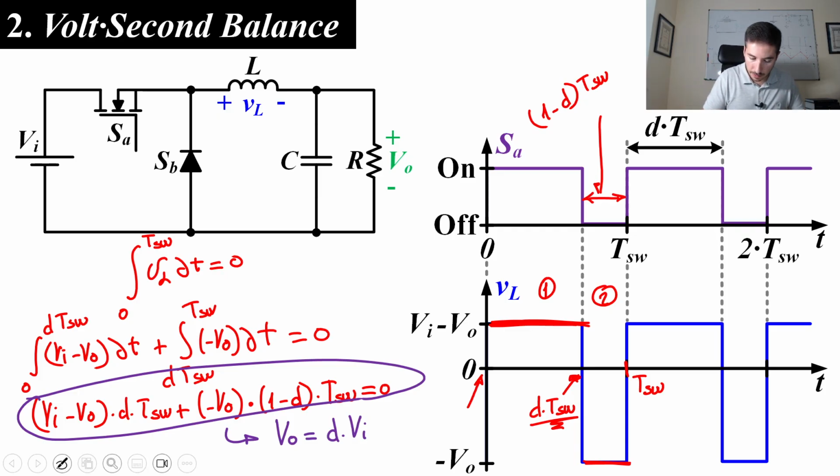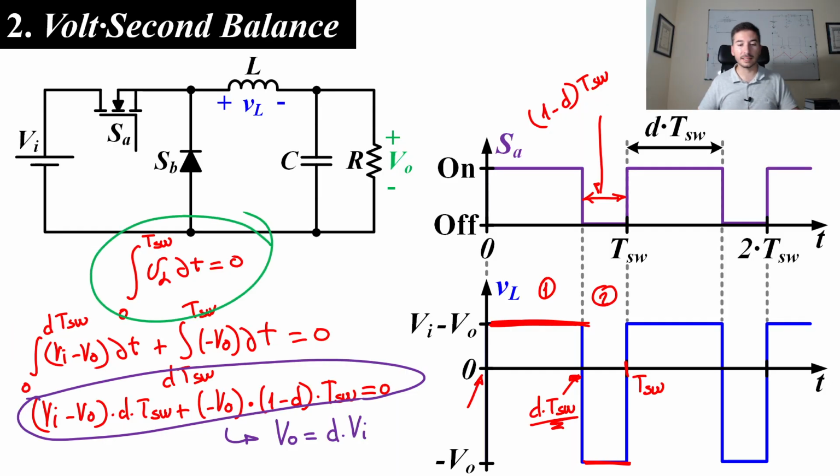One comment here. Essentially, when we apply the volt-seconds balance, what we say is that the area of this positive part is equal to the area of this negative part. We can do it in this way, or we can do it working with the expressions, but the result is the same.